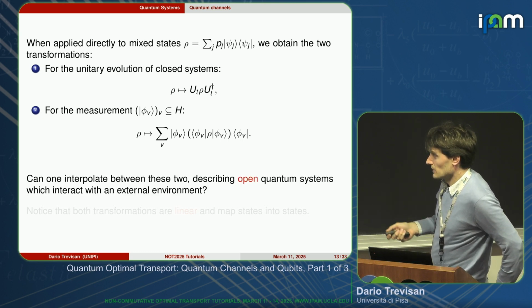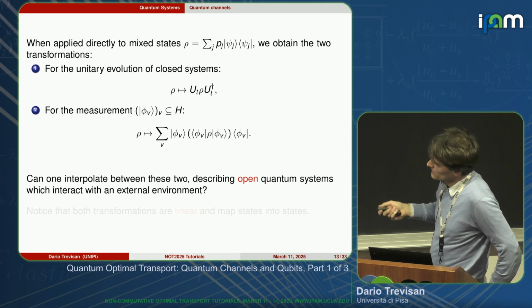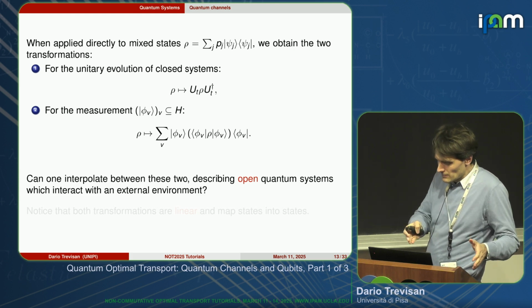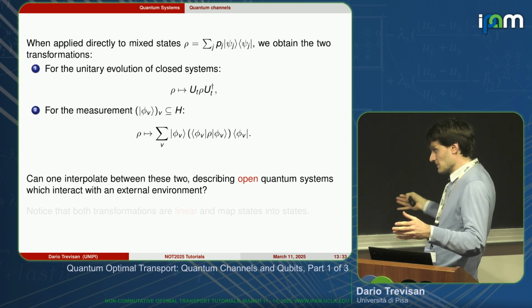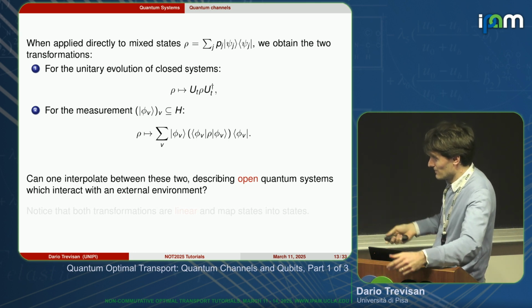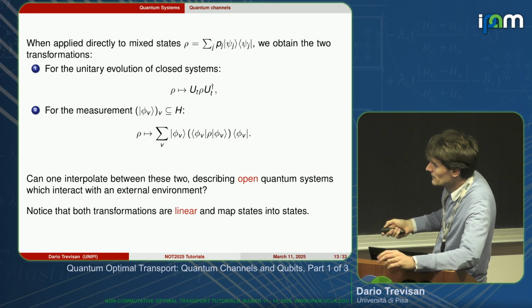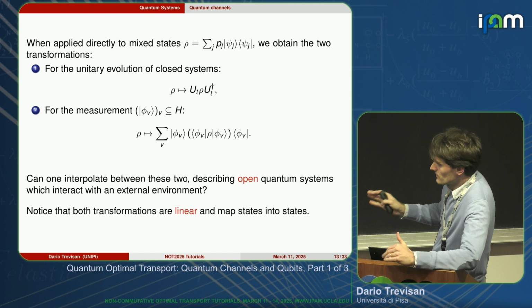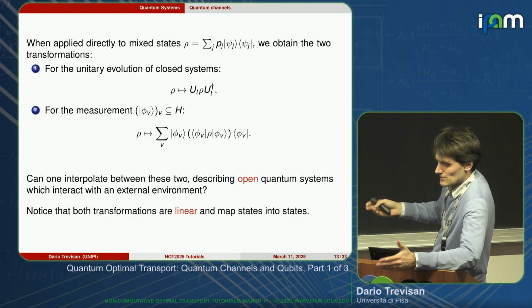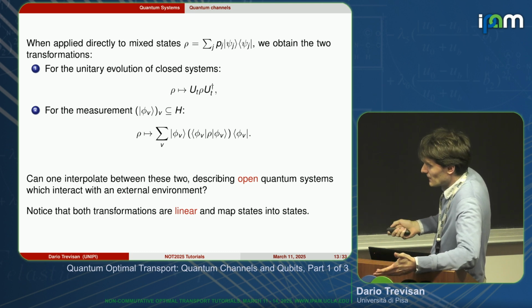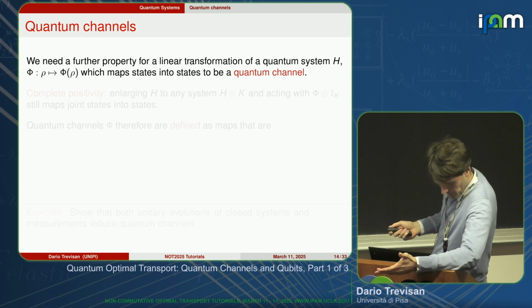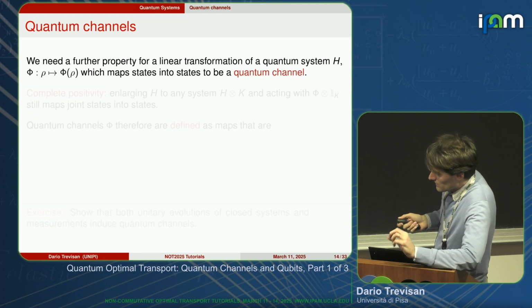Okay, now can we interpolate between these two? Is there something in between? Should I really only either close the system or leave it open and disrupt everything? Well, both transformations are linear and map states into states. So you may think that any linear transformation that maps states into states is something that can be physically done. And the point is that it's not exactly like this.